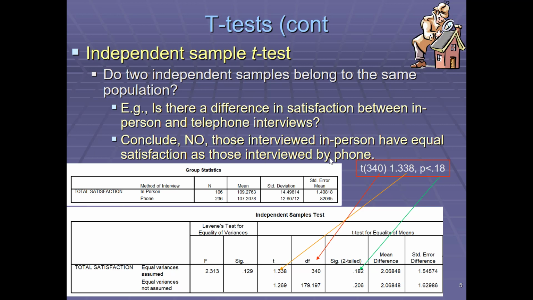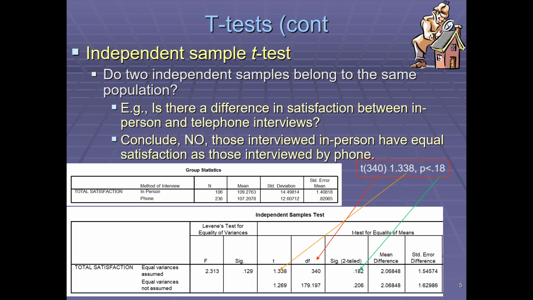They're independent samples because that means that the in-person would be separate from the telephone. So if you are doing telephone interviews, you're not doing in-person interviews. So the groups are independent of each other.